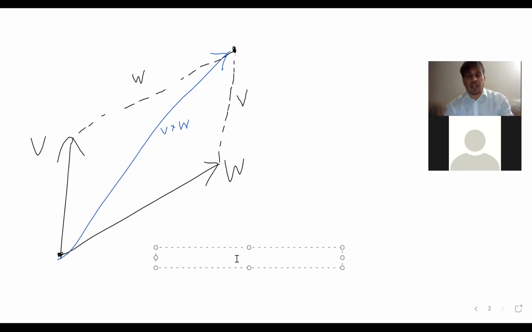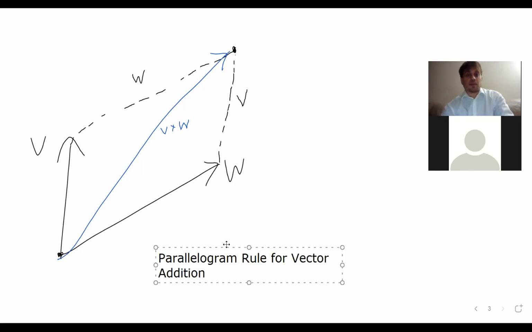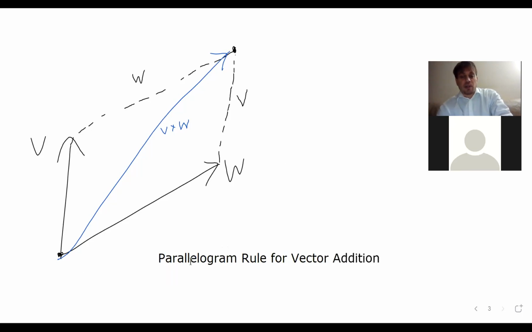So this perspective as the diagonal of the parallelogram is illustrating the parallelogram rule for vector addition. Okay, so that illustrates the parallelogram rule for vector addition, that the sum of 2 vectors is the diagonal of that parallelogram.